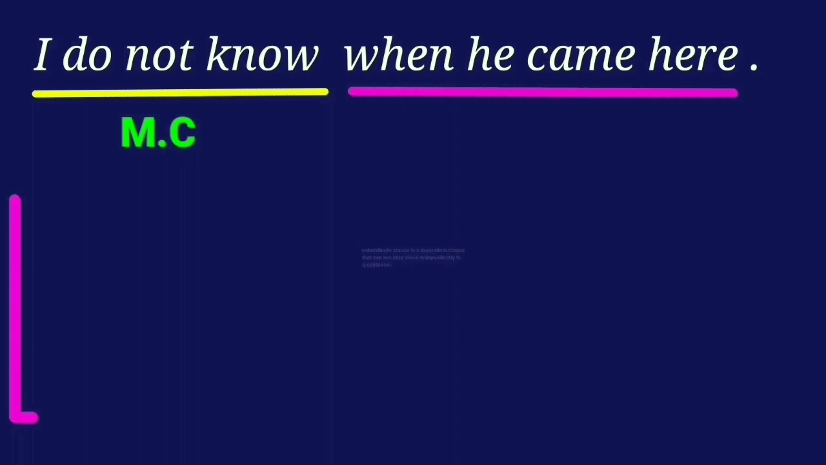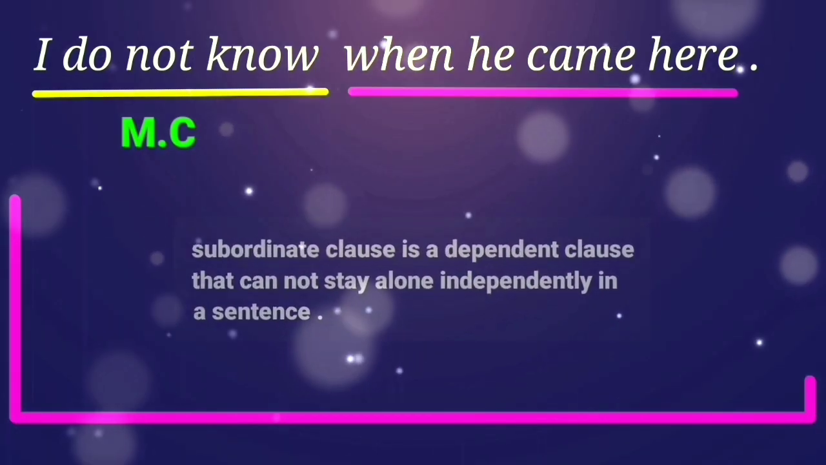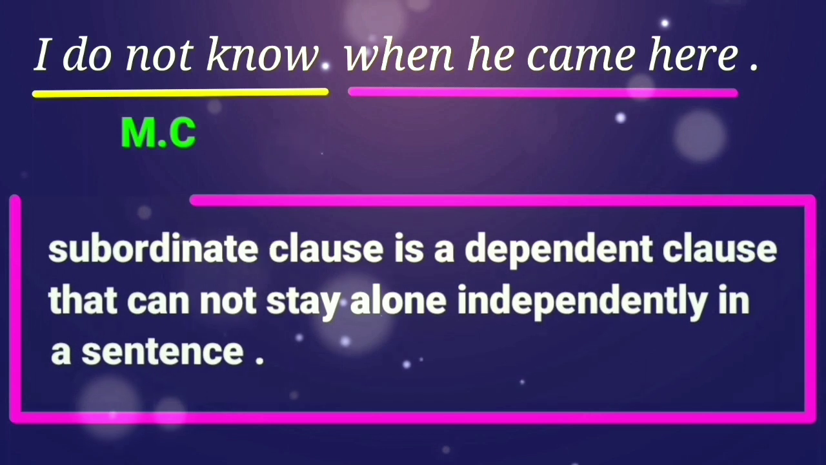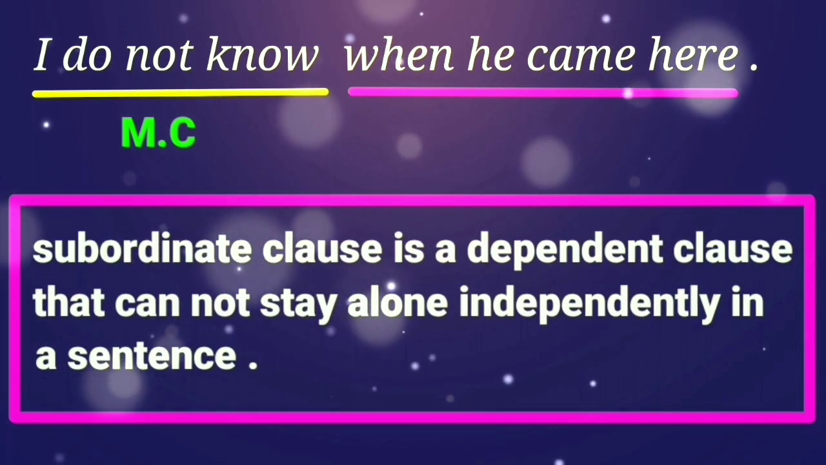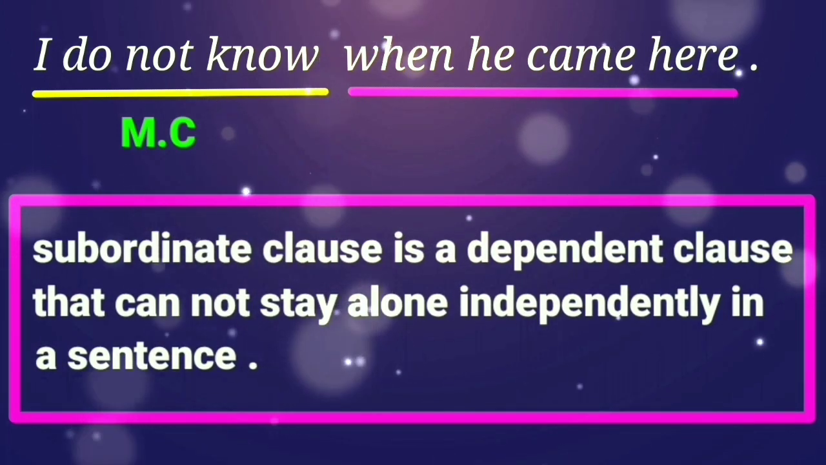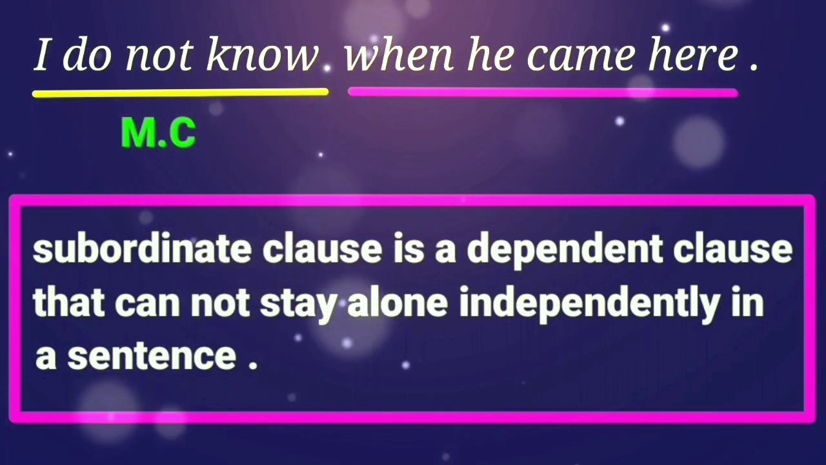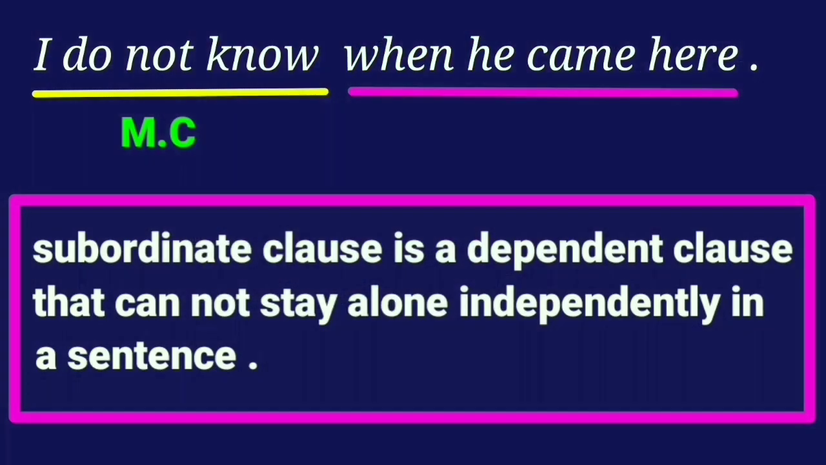I do not know is the main clause, used independently in this sentence. When he came here is also a clause that depends on the main clause and cannot be used independently in this form of the sentence. So when he came here is a subordinate clause.